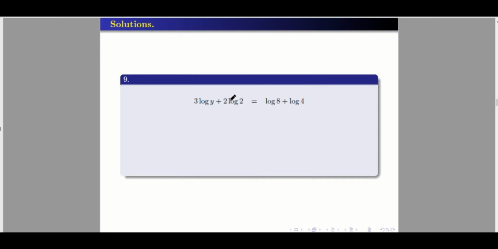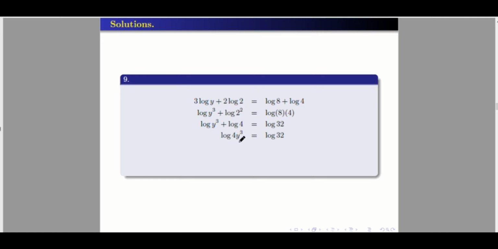Number 9, so we have this. On the left-hand side, we will apply property 3. The coefficients will become exponents. So like this, y cubed, and then we have 2 squared. Now on the other side, since this is plus, we can apply property number 1. So we can multiply 8 and 4. Take note, log 2 squared is 4. And of course, by the property of multiplication, since this is plus, we can multiply y cubed and 4, so we have 4y cubed.